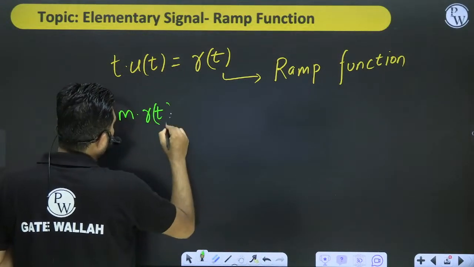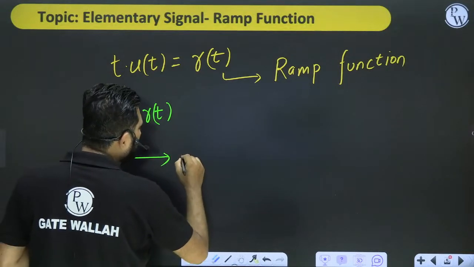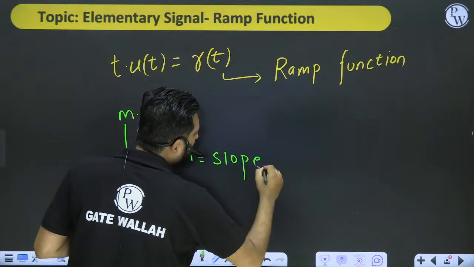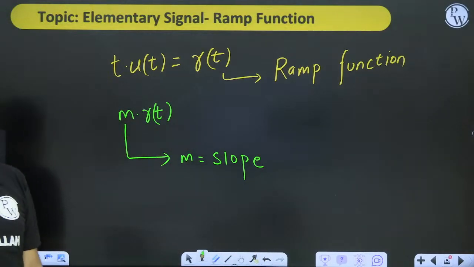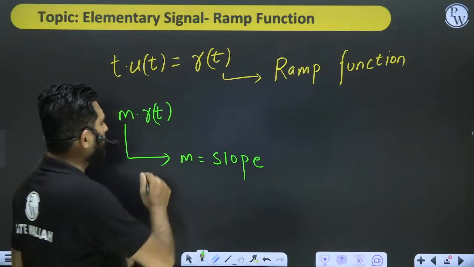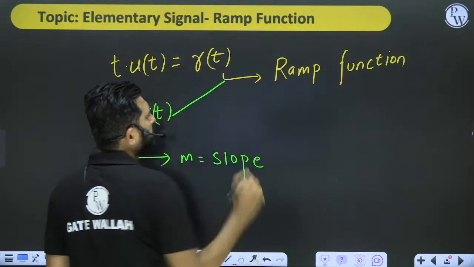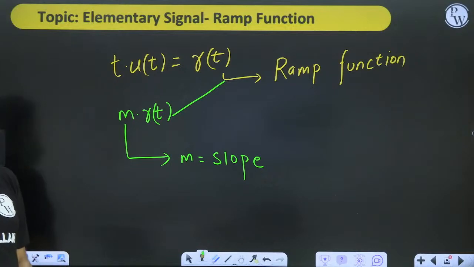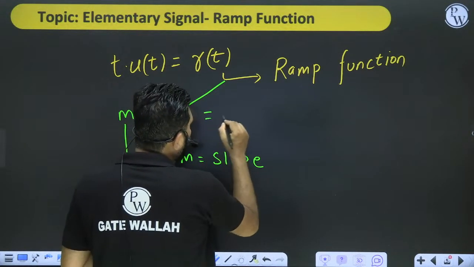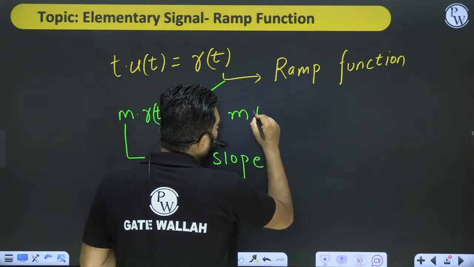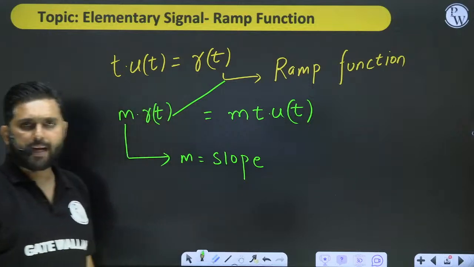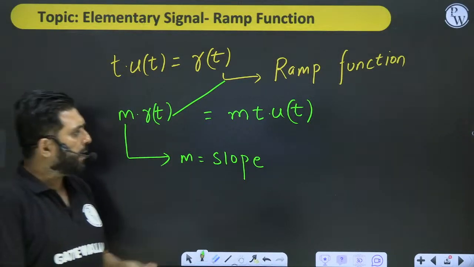So what is m? M is a slope. We call this m the slope, and this r(t) is a unit ramp function. This r(t) is exactly the same function. So what I'm saying is that this is nothing but my m r(t), which can be written as m t into u(t). So m is the slope of this function.